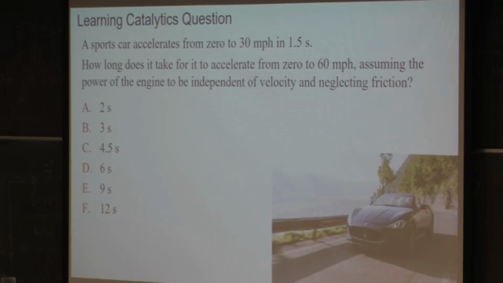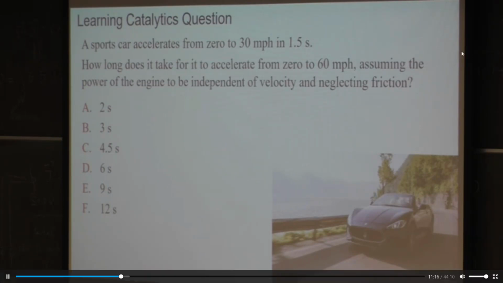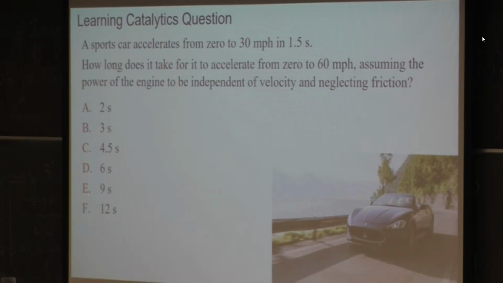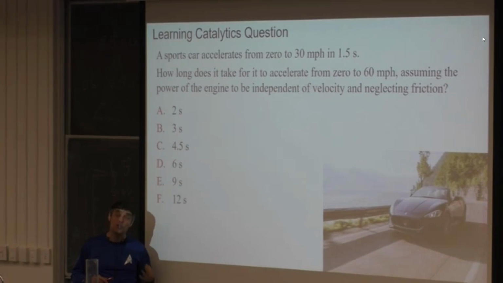Okay, so this one is about a sports car, and this one's a little more difficult. I read about this, I don't know, it's a Maserati or something, that it could go 0 to 30 in 1.5 seconds. And it was an American website, so it was 30 miles per hour. But anyway, I want to compare that. And so 1.5 seconds is the delta T. How long should it take to go from 0 to 60? Twice as fast as your final velocity.